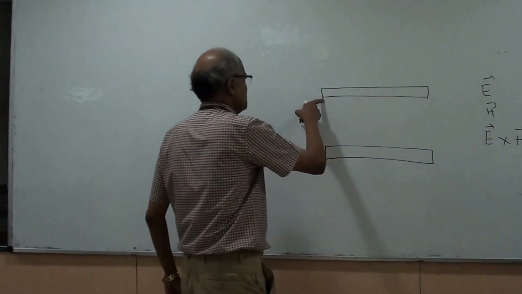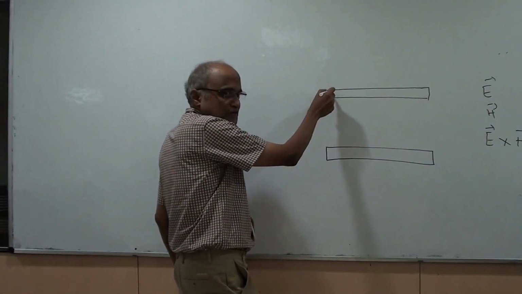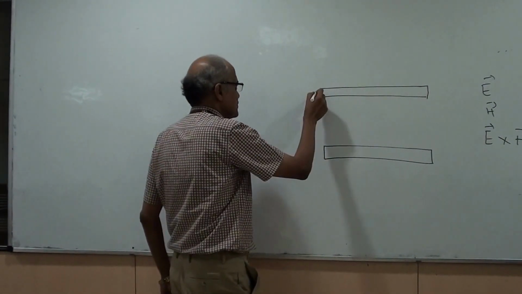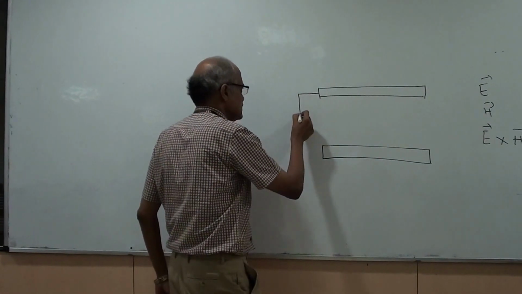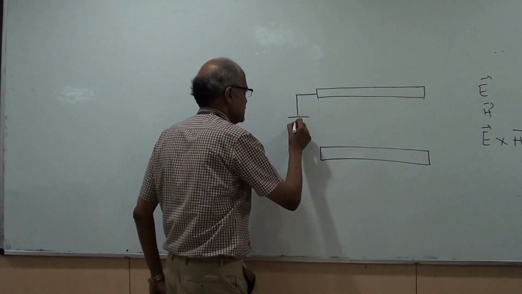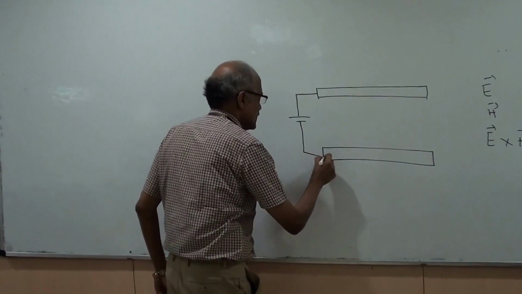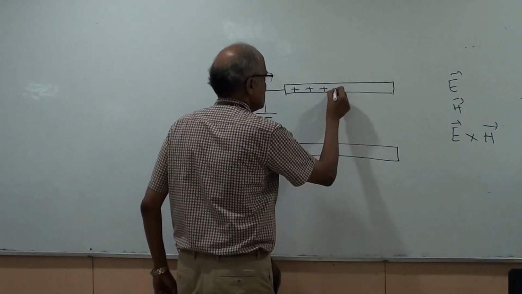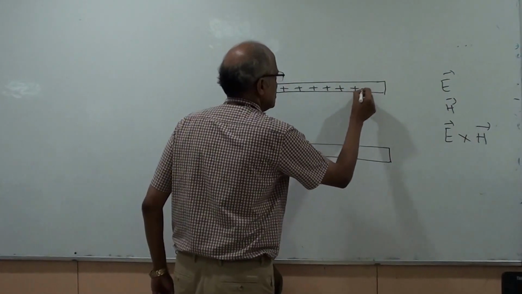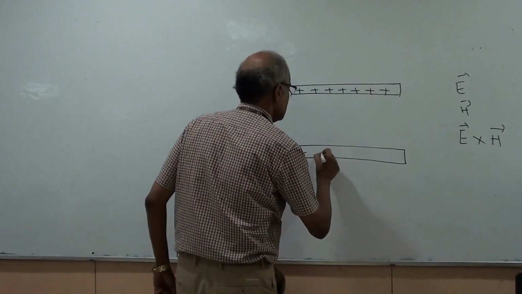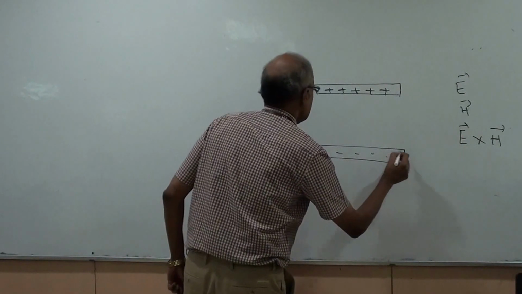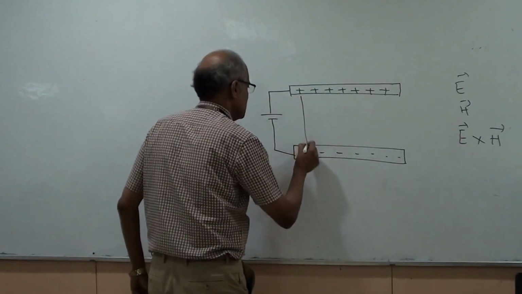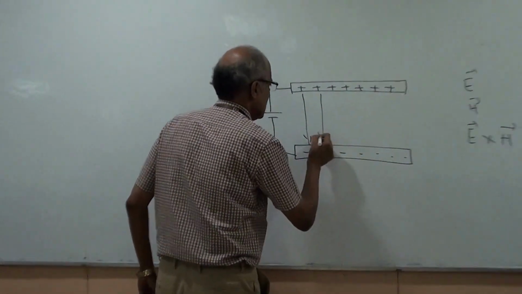Now what we can do is we can take two conductors. This is a top conductor and this is a bottom conductor. Now let us connect a DC source. And now this conductor will be at positive potential, and this conductor will be at negative potential. Therefore, this will be the direction of the electric field.